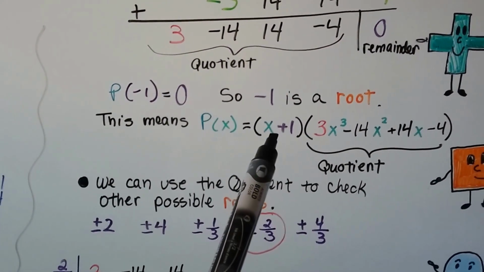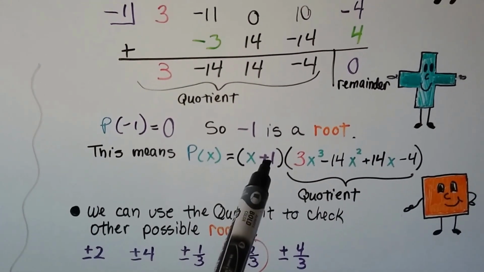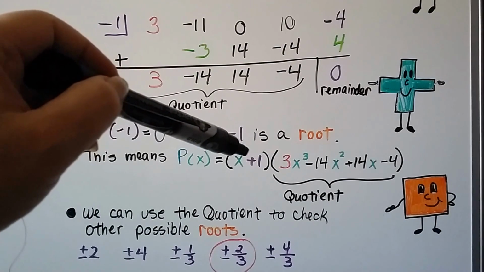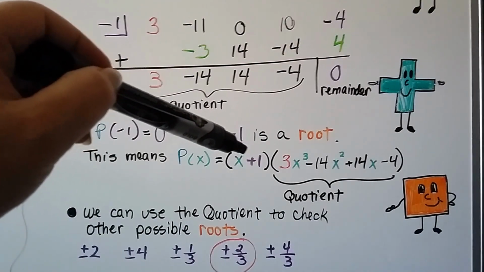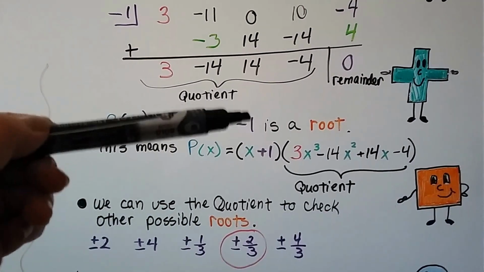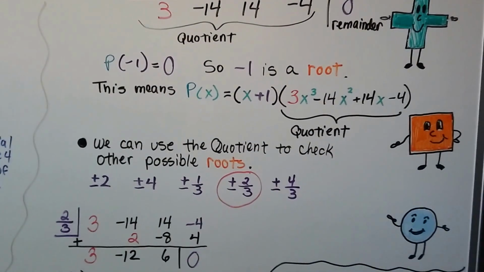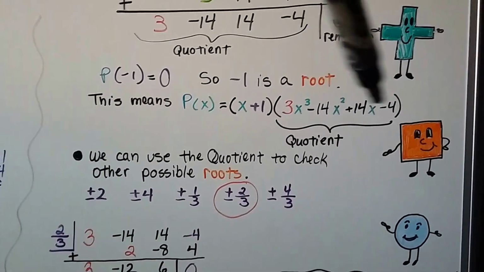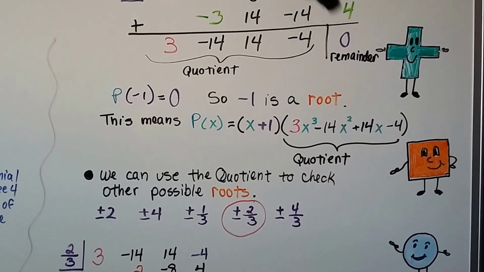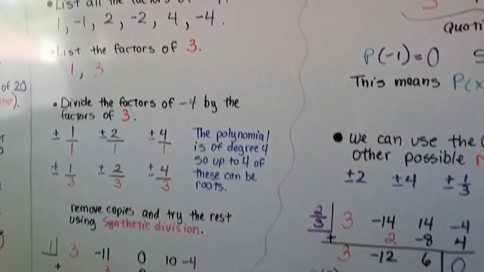And we know that x plus 1 would be a factor. Because remember, when we solve for x, if we set this to equal 0 with principle of zero products and solve for x, x is going to equal a negative 1, and that is our root, all right? So we can use the quotient to check other possible roots. So now we're going to take this quotient to check the other possible choices that we had, okay?